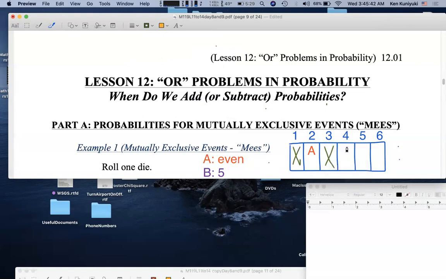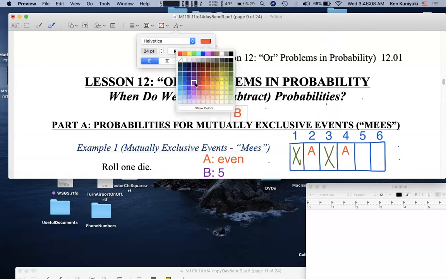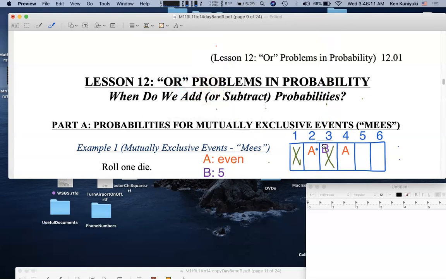What about a 4? Well, a 4 is even, but it's not a 5. So only event A occurs. Now, what about a 5? 5 is not even, but 5 is a 5. So event B occurs. What about a 6? Well, a 6 is even, but it's not a 5, so only event A occurs if we roll a 6.